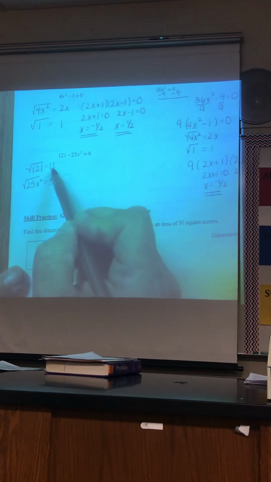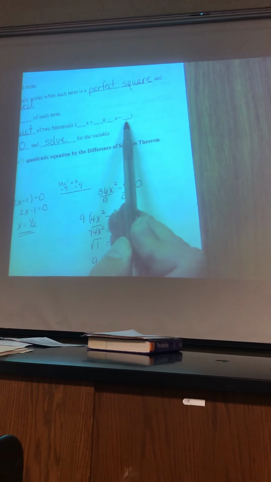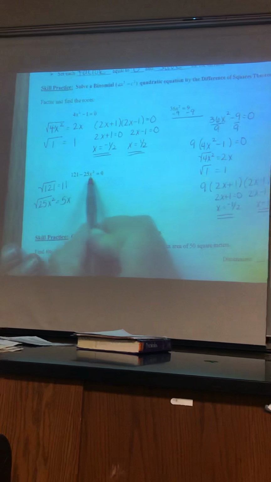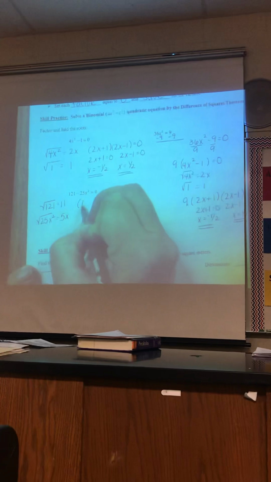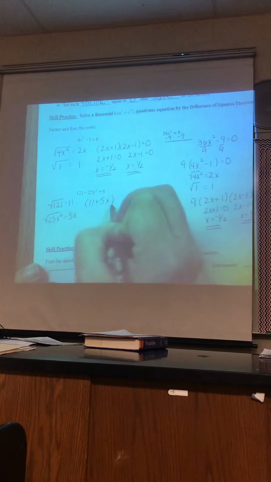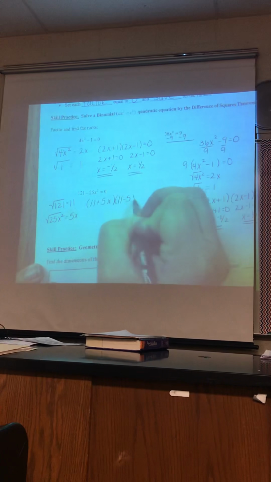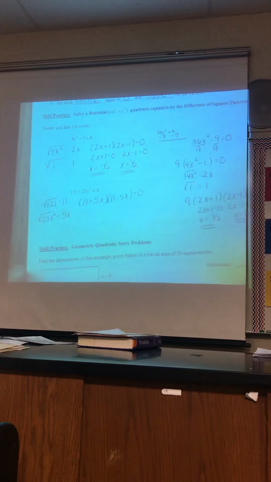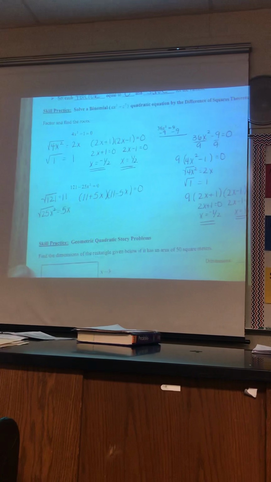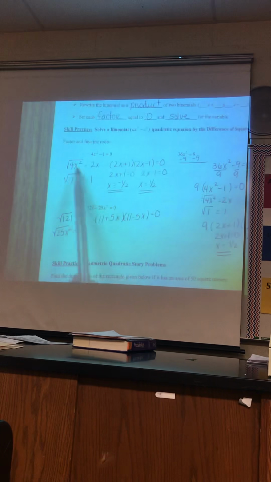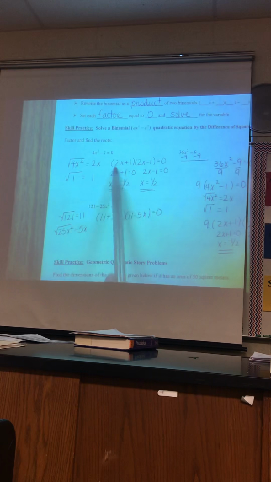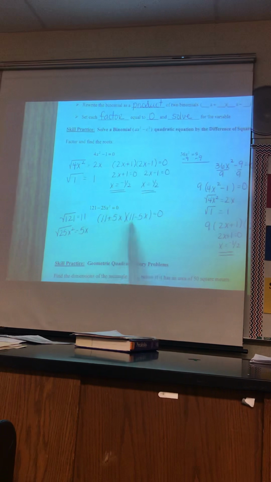So I'm going to put these into one plus and one minus. However, the x squared was the second term. So I have to write this as 11 plus 5x and 11 minus 5x. Order matters in subtraction. So I always take the square root of the first term, and that goes in the grouping symbol first.